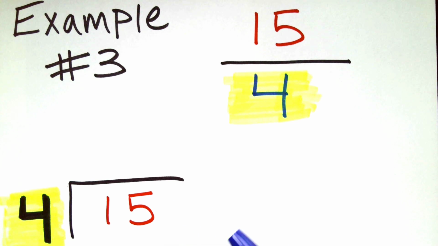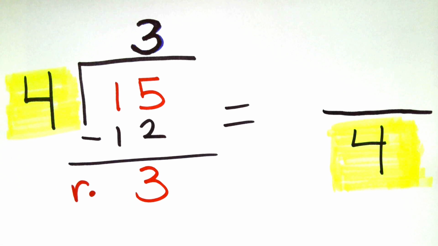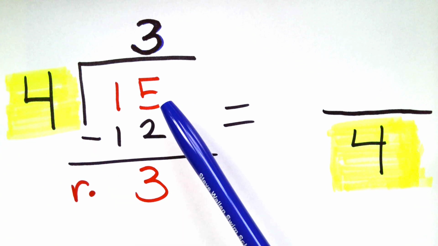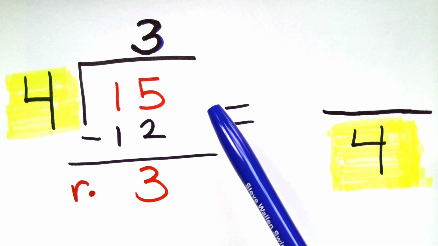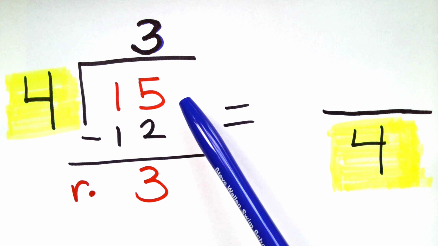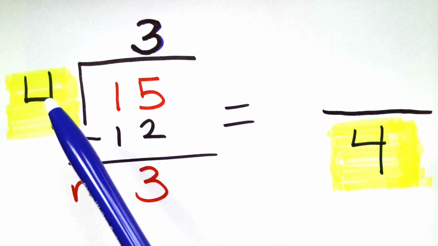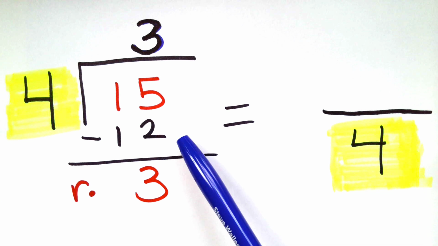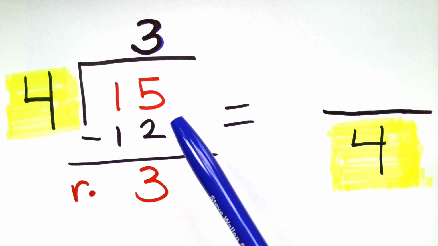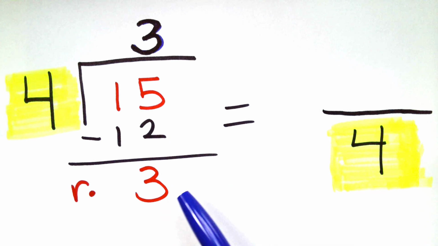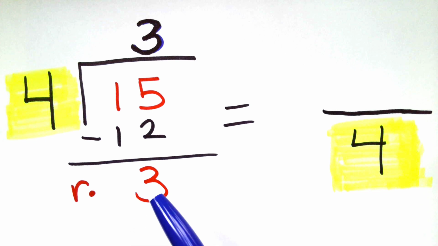What is the first step you're going to take? If you said you're going to find a number to multiply times 4 that gets me closest to 15 without going over 15, you're absolutely right. I know 4 times 4 is 16, so that's bigger than 15. I can't use that. 4 times 3 gives me a product. That's the answer to a multiplication problem of 12. I'm going to subtract that product from my target of 15. 15 minus 12 is 3.